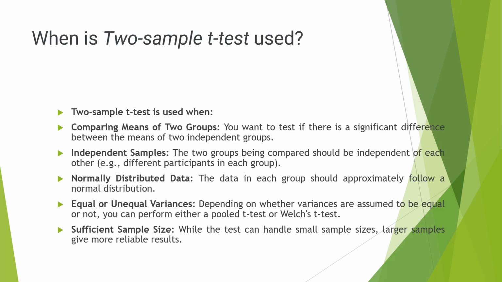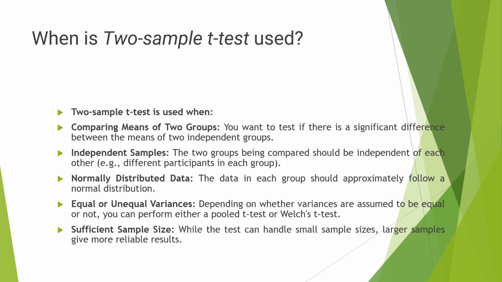When is a two-sample t-test used? A two-sample t-test is used when comparing means of two groups. You want to test if there is a significant difference between the means of two independent groups. Independent samples: the two groups being compared should be independent of each other, for example, different participants in each group.